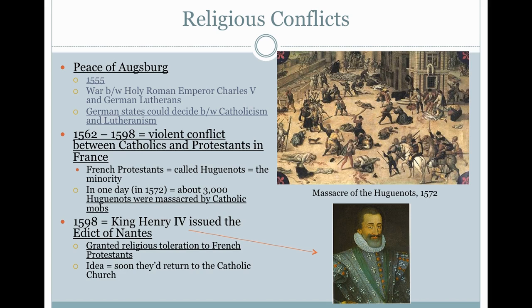So anyway, the Edict of Nantes, simple. It actually, like the Peace of Augsburg, it kind of just established peace, right? So it's going to establish religious toleration to French Protestants in France. And the idea, though, is that the king believed eventually they would just become Catholic again, which isn't true because if you go to France today, it's a very Protestant nation as well. That's the Edict of Nantes.